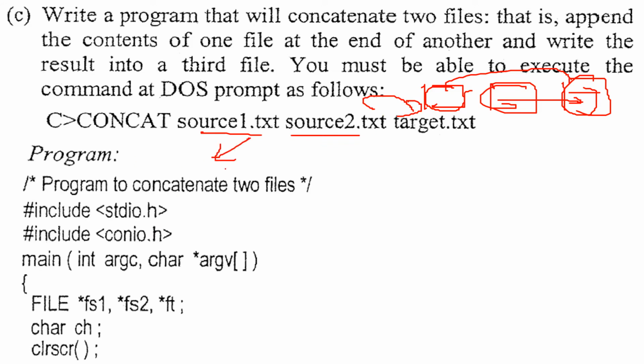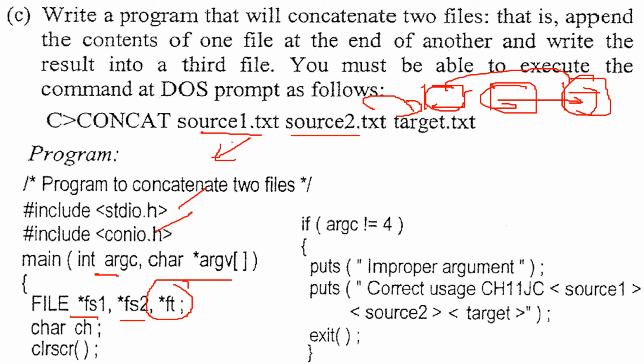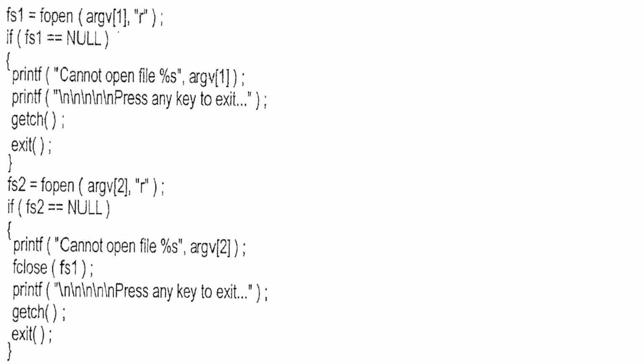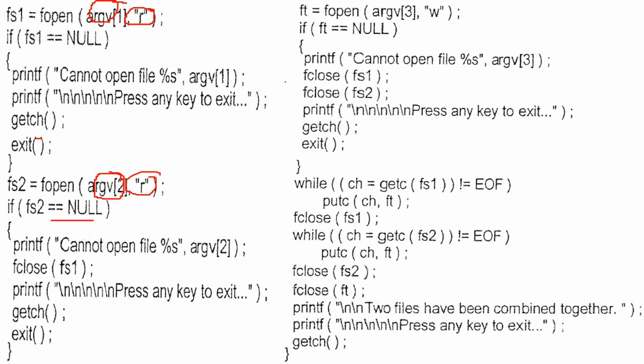This is stdio.h, conio.h. This is a command line program. So we have this source1, this is source2, and this is our target text file. Here what we do, we will check how many arguments there are: 1, 2, 3 and 4. If it is not so, we'll say please enter in the correct format. Then we take the first argument, we check for opening in the read mode. If it is not, we come out. Again we go for the second text file, we try to open it in read mode. If it doesn't open, then we come out. Now the third one, we open it in write mode. If it is not opening, we come out.